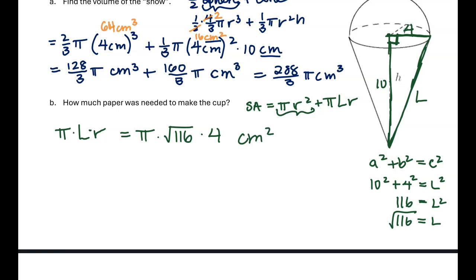And I'm just going to rewrite that a little bit. I'm going to say 4 pi root 116. It's not necessary to do that, but we generally write those square roots at the end just so that there's no chance of getting mixed up about whether the 4 is under the square root or not.